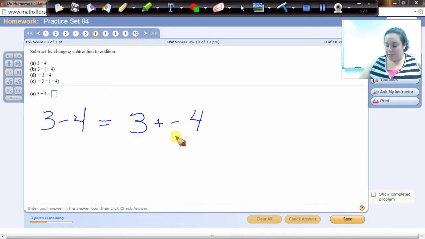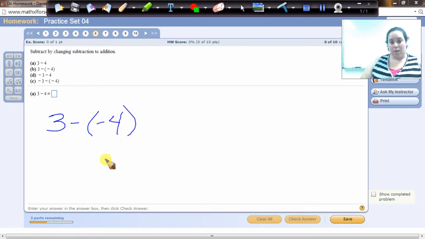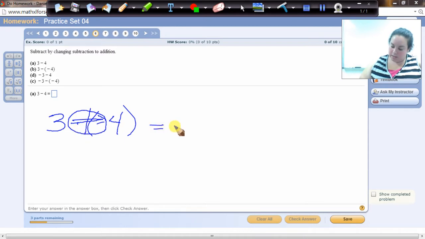So we'll subtract, 4 minus 3 will be 1, and we'll keep the sign of the 4 because it has a bigger absolute value, so negative 1. Right, so A is negative 1. What about 3 minus negative 4? The two negatives, because there are two of them, come together and make a positive. So this is really 3 plus 4.